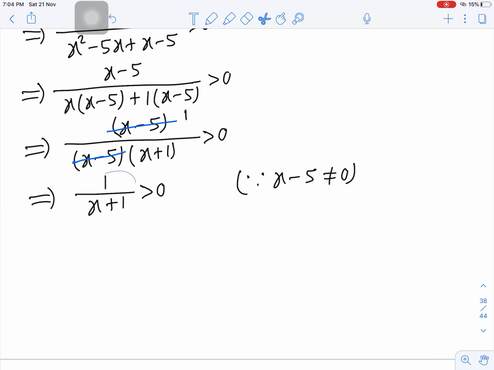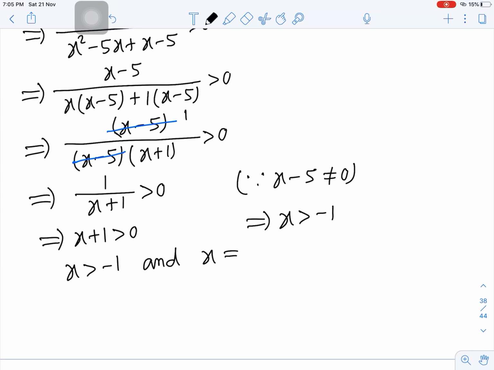Okay, now 1 by x plus 1, so this is like a fraction. In a fraction, the numerator is 1, which is positive, then the denominator also has to be positive, then only the fraction can be positive. So x plus 1 will be greater than 0. Then you will get x greater than minus 1. Now x is greater than minus 1, but from here you will get x not equal to 5. So you are getting at the end x greater than minus 1 and x not equal to 5.